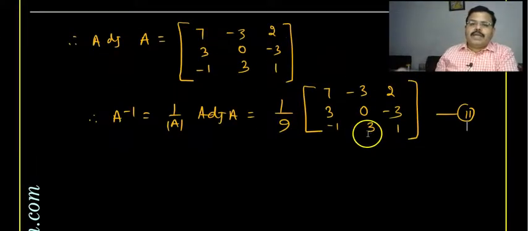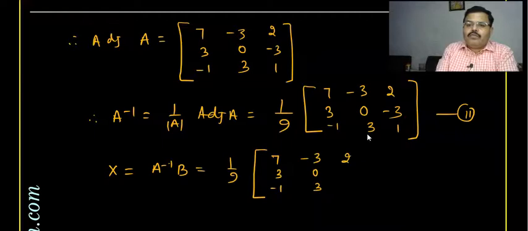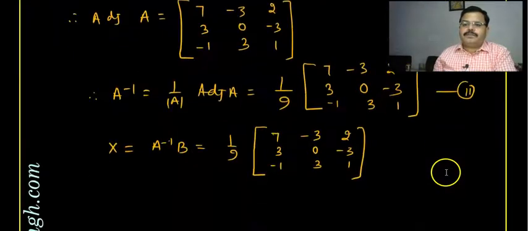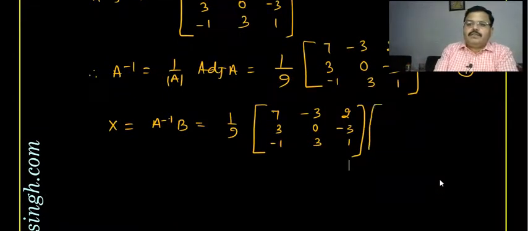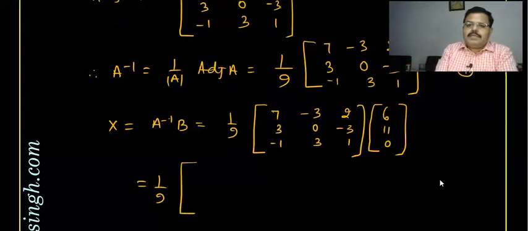So now, from the first equation, X is equal to A inverse B, so we will write here 1 by 9 into 7, 3, minus 1, minus 3, 0, 3, and 2, minus 3, 1. And B is nothing else but 6, 11, and 0. So now that will come up like 1 by 9, 7 into 6, 42. Minus 3 into 11, minus 33, and 2 into 0, 0.